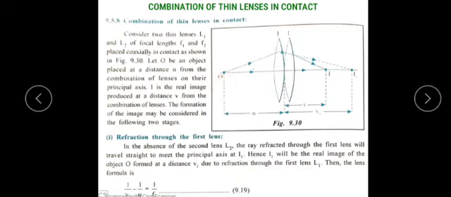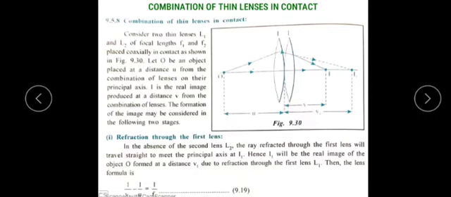So the object is placed at a distance u from the combination, which is present on the principal axis. And I be the real image. See here, this is the real image, which is produced at a distance v from the combination of lenses.